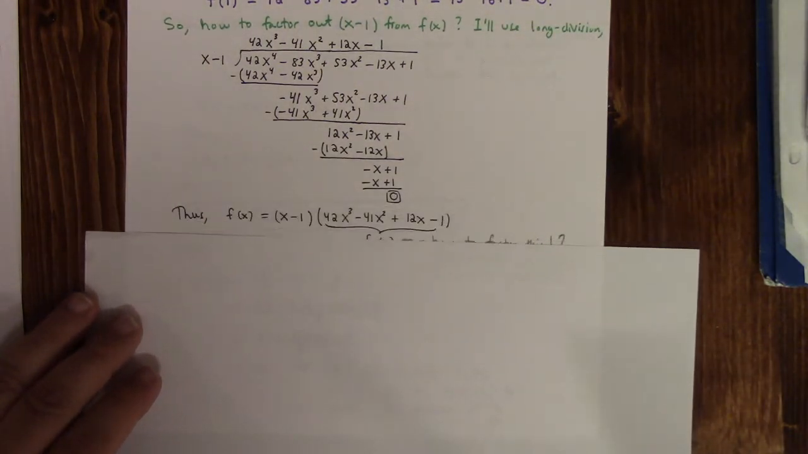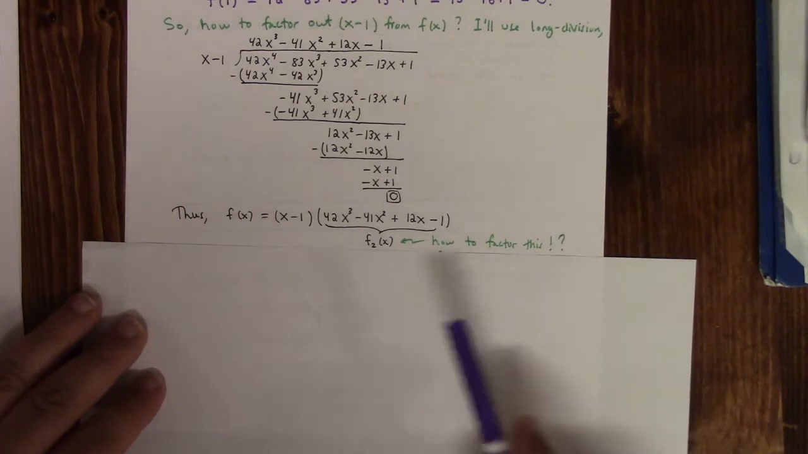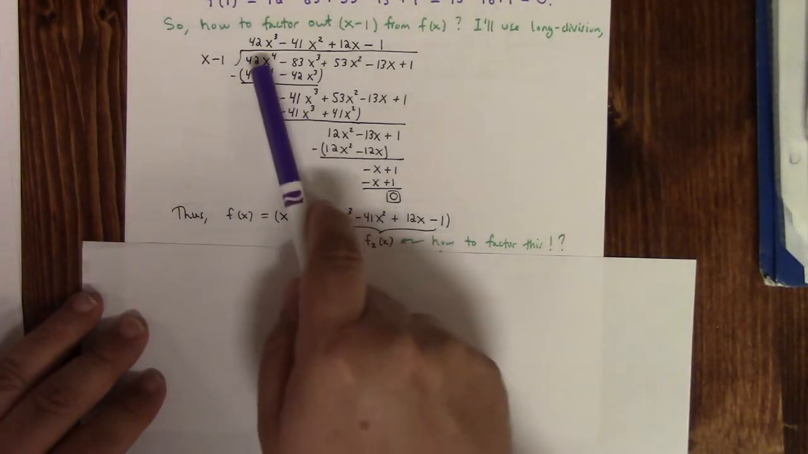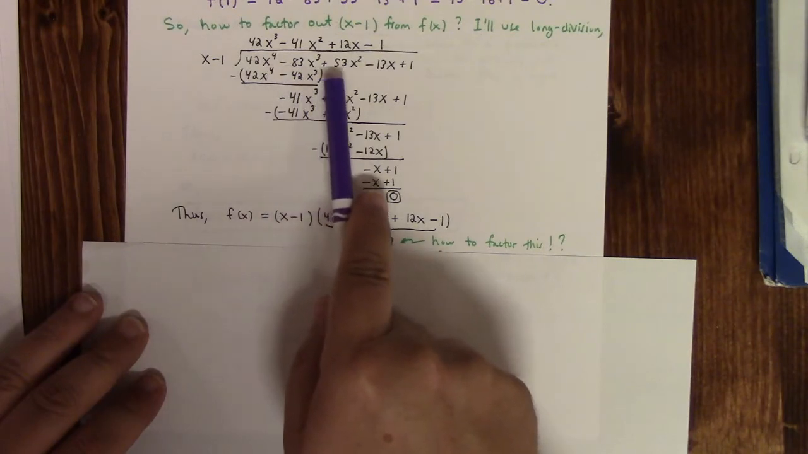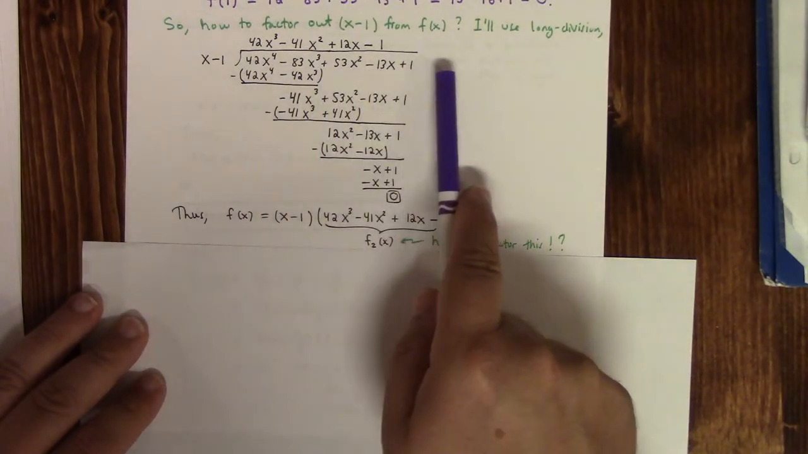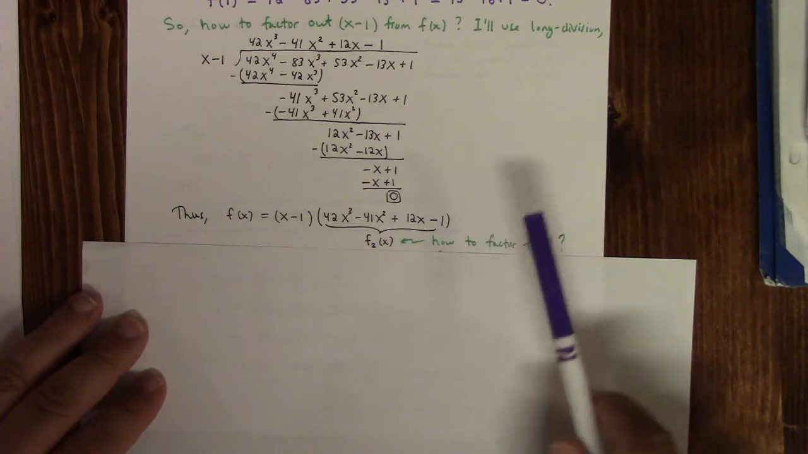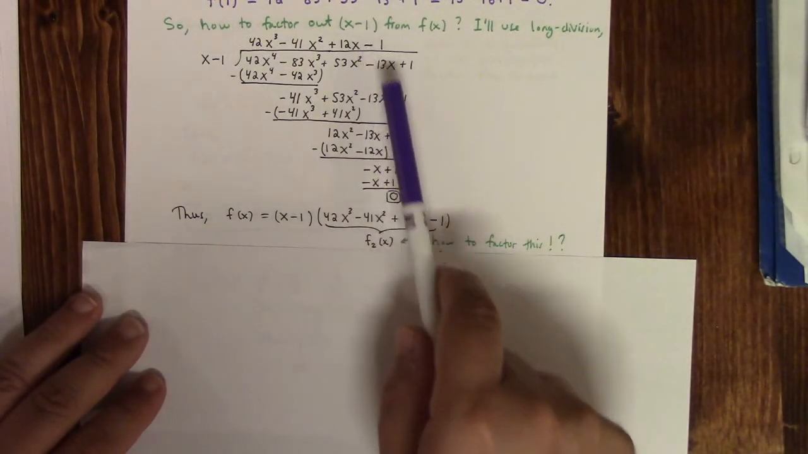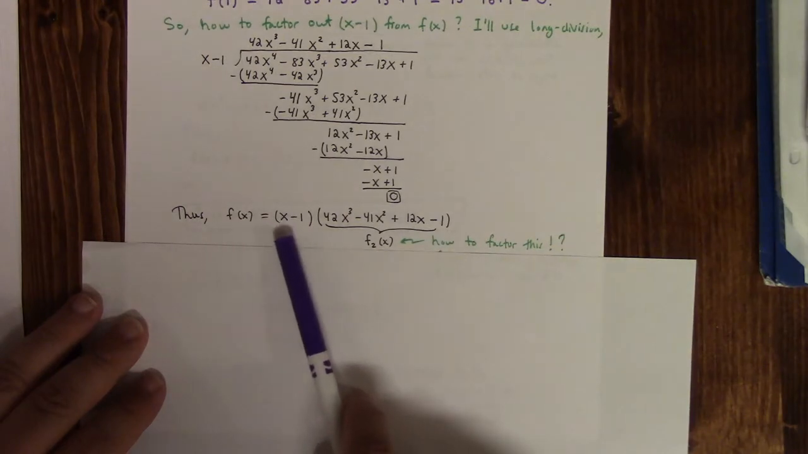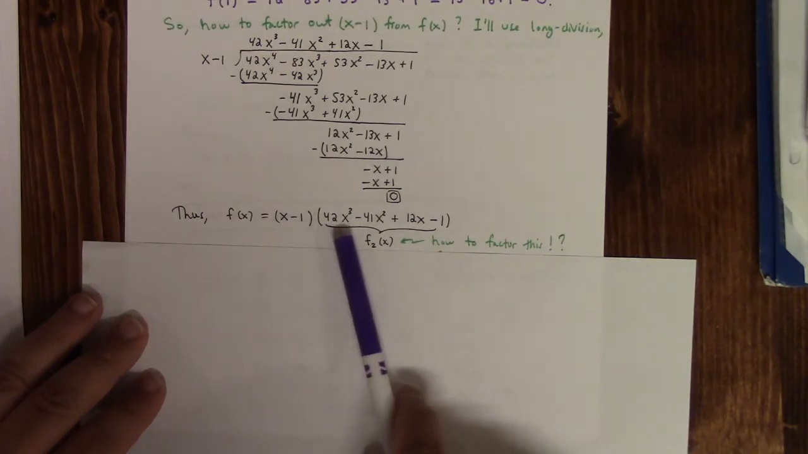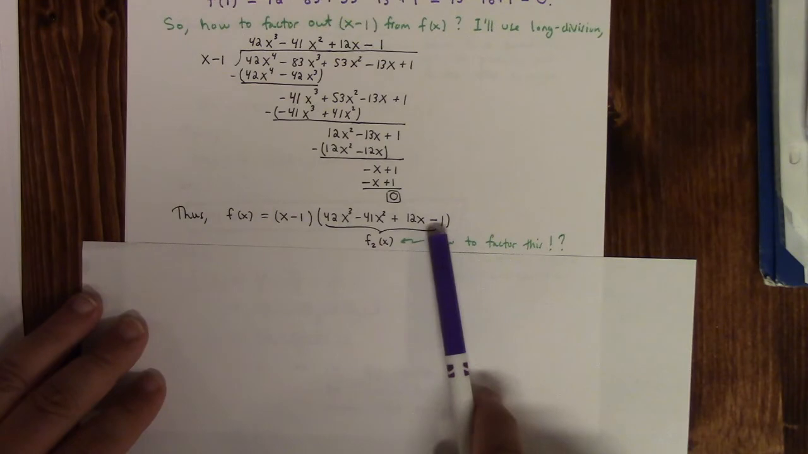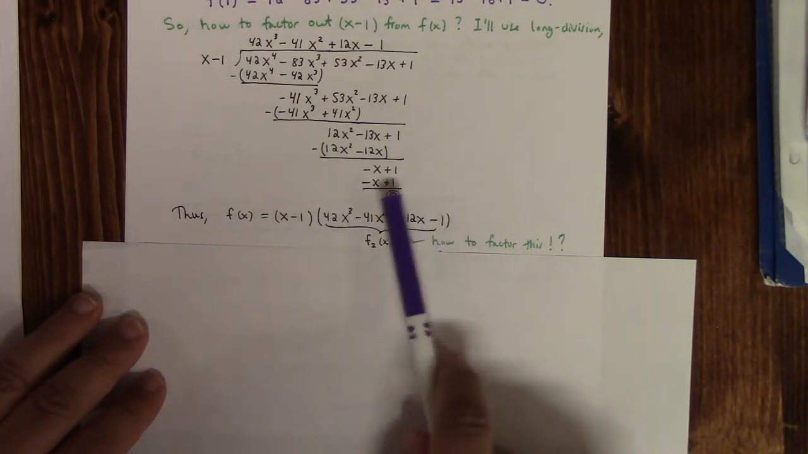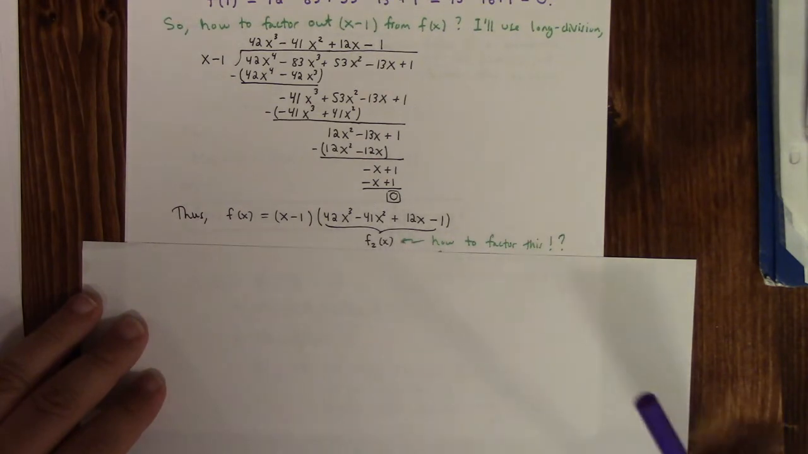And so in short, we just figured out that f of x is x minus 1 times, f of x was the 42x to the 4th minus 83x cubed plus 53x squared minus 13x plus 1. And so we divided by x minus 1, and we got this up here. So that means that f of x is x minus 1 times this monstrosity right here, right? So we factor that out. But now we still need to break this thing down, right? So I'm going to call that f2 of x, just to give it a name.